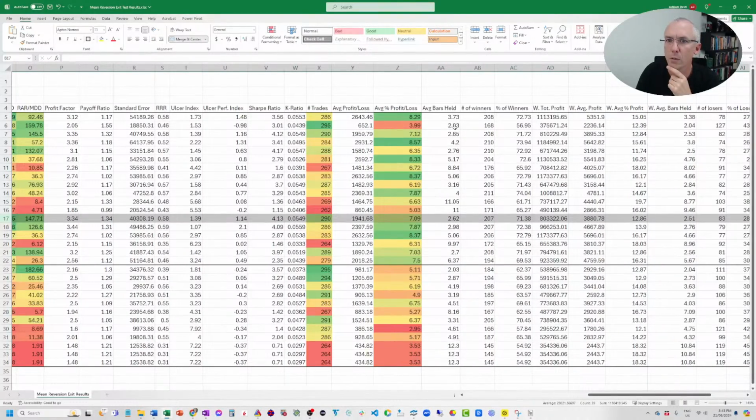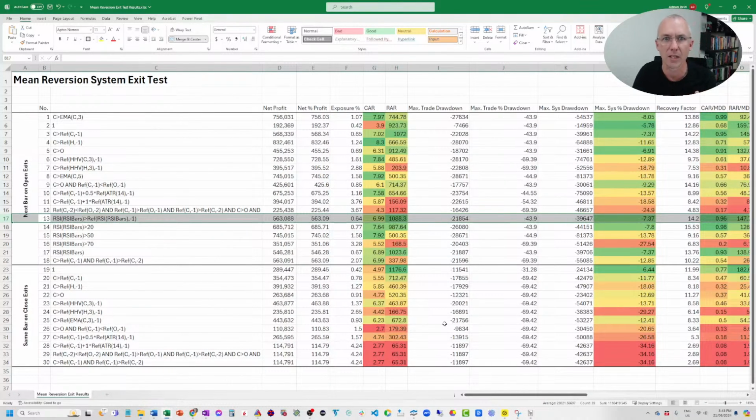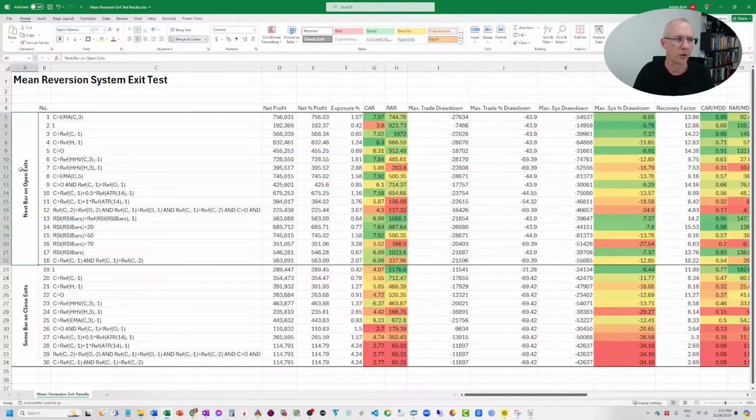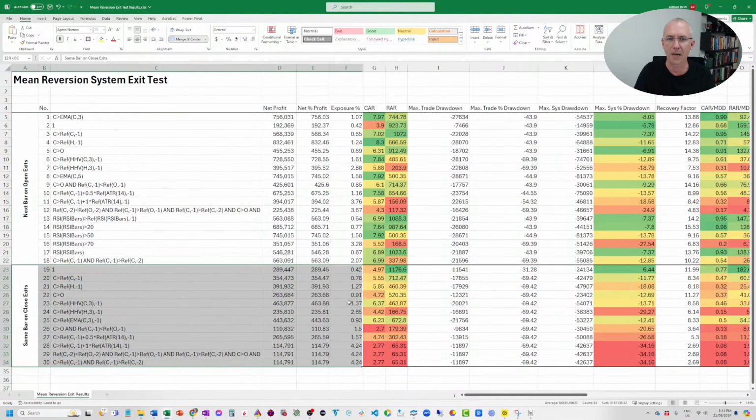Average bars held, only 2.6, right? So that's a really short-term system. And this is on daily bars, of course. Now, the other thing that's interesting about these results is if you look at all the next bar on open exits, on average, they definitely outperform the same bar on close exits.